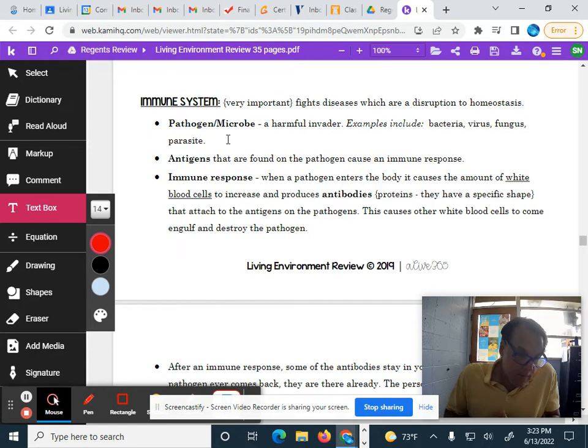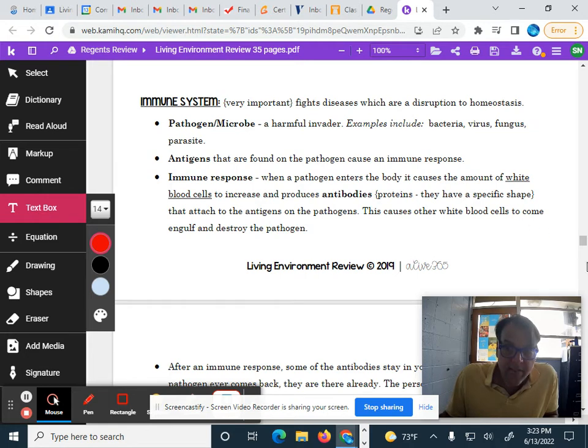Immune system: you're a pathogen, you are the invader. Microbes are pathogens, viruses are pathogens, some fungi, some bacteria, some protists that are parasites. Antigens are proteins that are found on the pathogens, and they are what causes an immune response. Your body recognizes these foreign proteins and will send antibodies to attach to the antigens, and if that happens, the white blood cells go and destroy it.